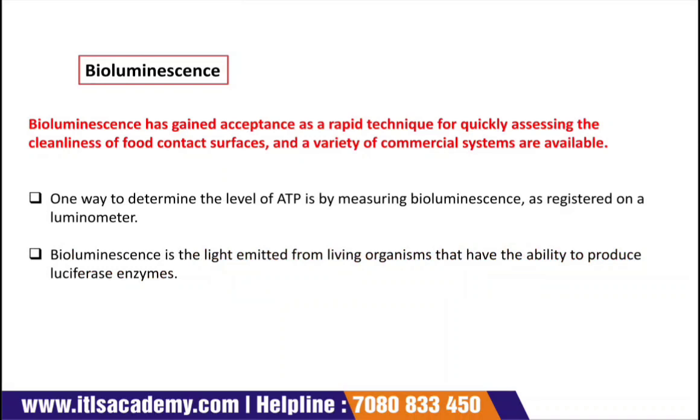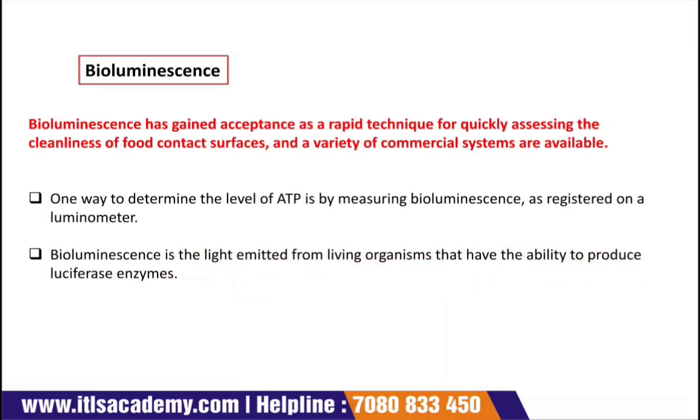Let's get started with the topic and see the bioluminescence method. Bioluminescence has gained acceptance as a rapid technique for quickly assessing the cleanliness of food contact surfaces, and a variety of commercial systems are available. One way to determine the level of ATP is by measuring the bioluminescence as registered on the illuminator.